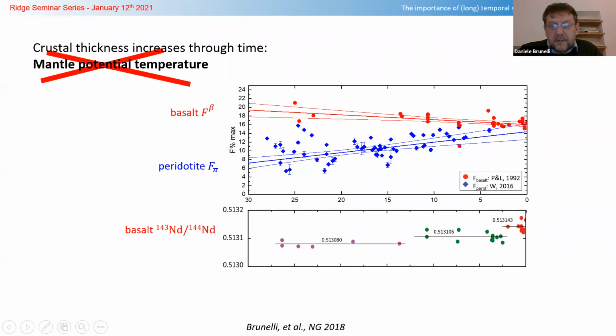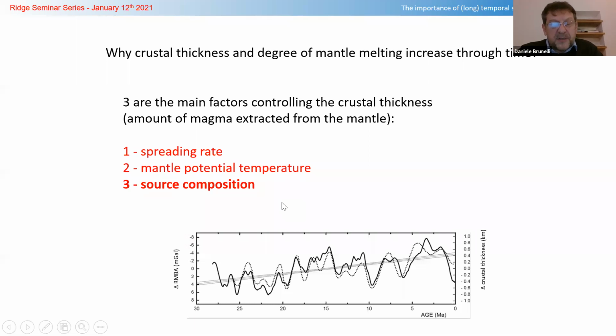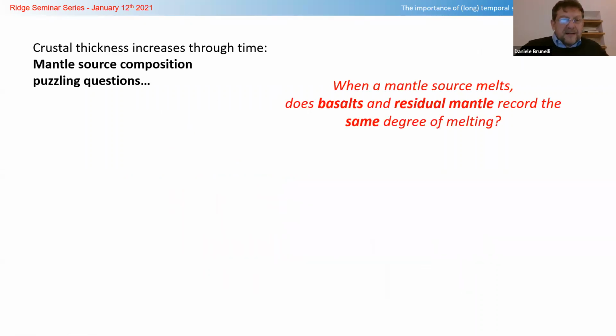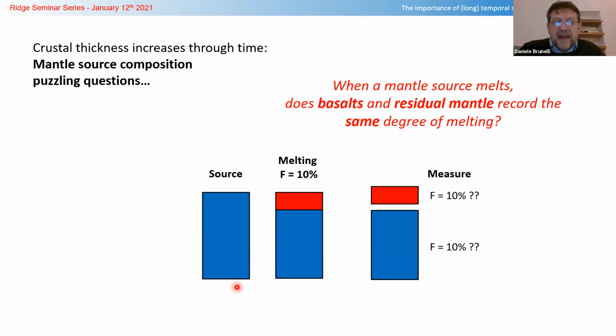So we are induced to look at the source composition as a possible reason for this discrepancy that we observe in the mantle versus the basalts. I asked myself this question, and I set you this question: what is the cause of this discrepancy? Or the other way around, when a mantle source melts, do basalts and residual mantle record the same degree of melting? Let's say we take a mantle source and we melt 10%, and then we have a basalt and a residual mantle, and we try to infer a degree of melting from these two components. Do we measure exactly 10% if we melt at 10%?